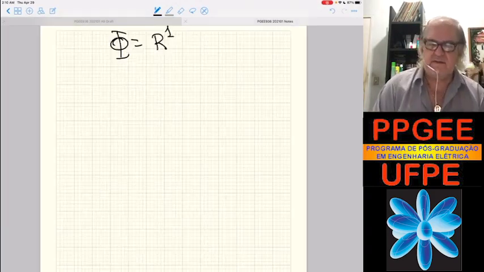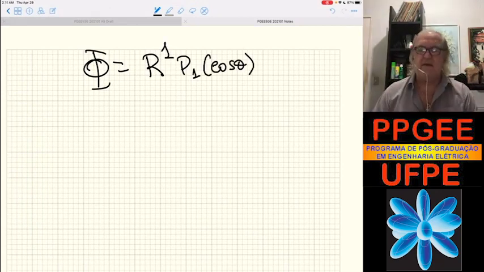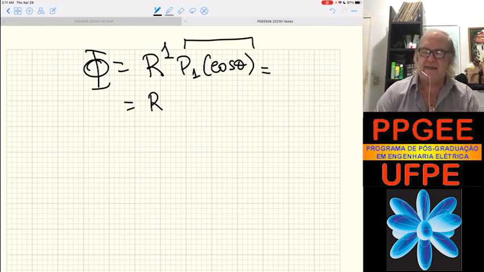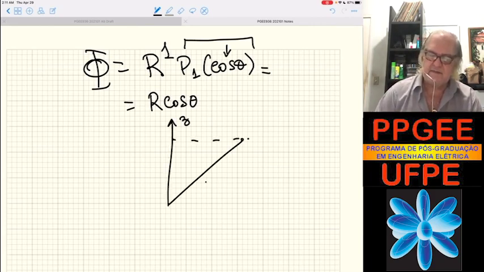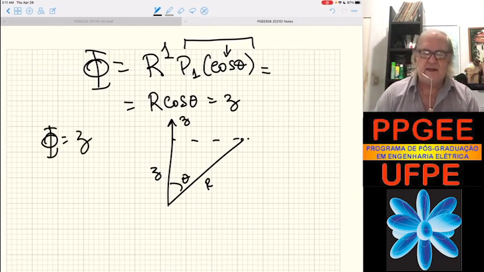R raised to the first power, P1 of cosine theta, right? What is the solution? Well, this is R times P1 of x, which equals x, and x equals cosine theta, so this is R cosine theta. But what is R cosine theta in 3D space? Simply z. So this is a solution in which the potential is linear with the z coordinate.